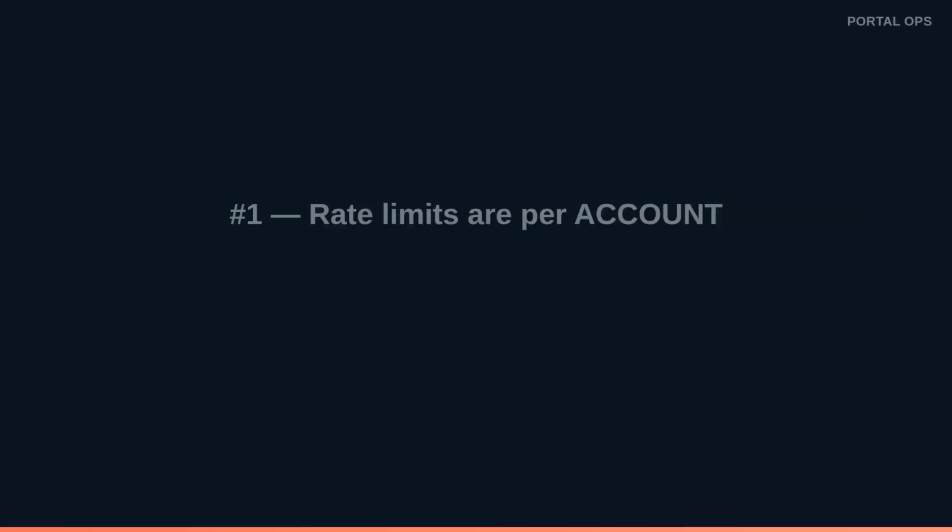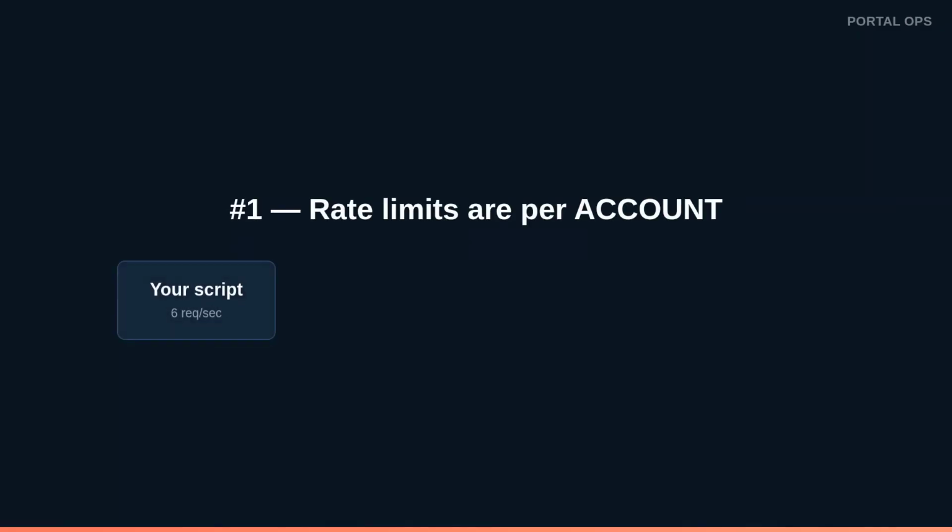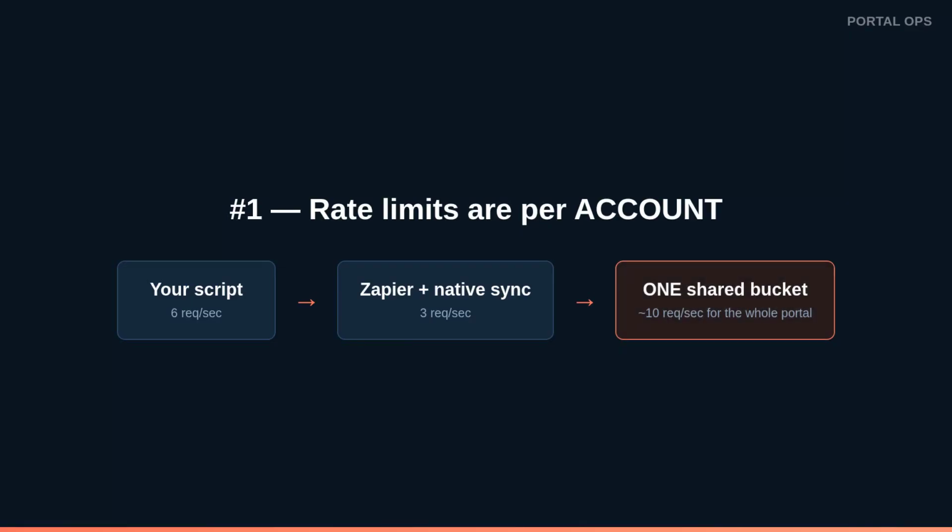Gotcha number 1. HubSpot's rate limit is roughly 10 requests per second, per account, not per token, not per app. Your bulk script, your Zapier connections, and your native integrations are all drinking from the same bucket. So a script that ran clean on Tuesday night starts throwing 429s on Wednesday morning, because now it's competing with business hours traffic. The fix: pace your scripts well under the cap, add exponential backoff on 429, and run heavy jobs off hours.